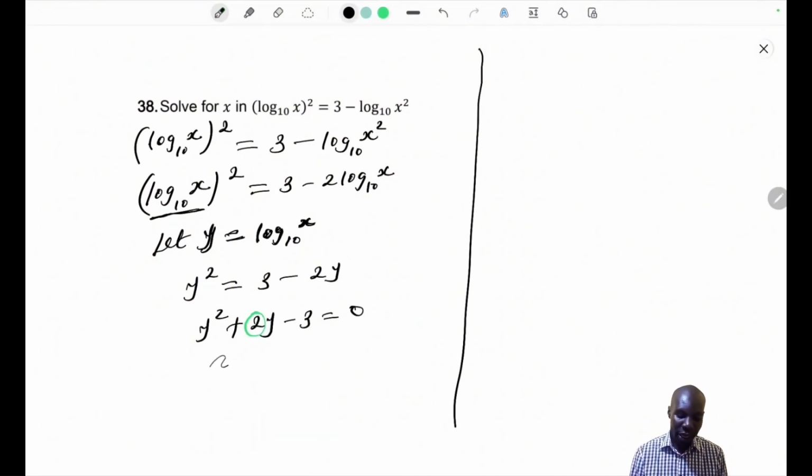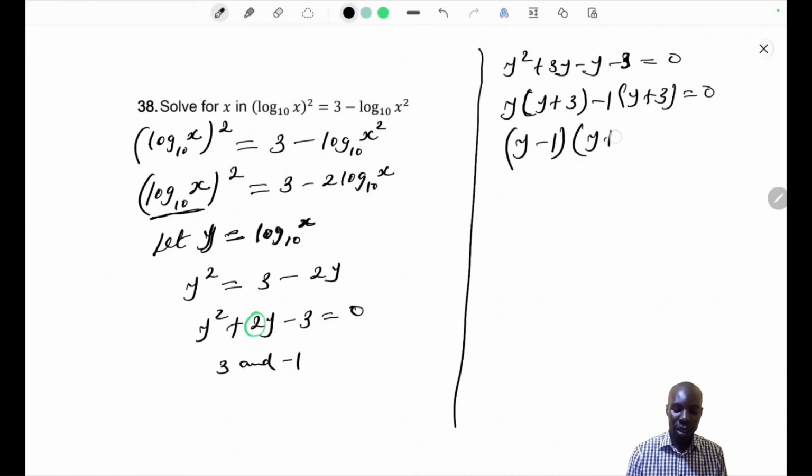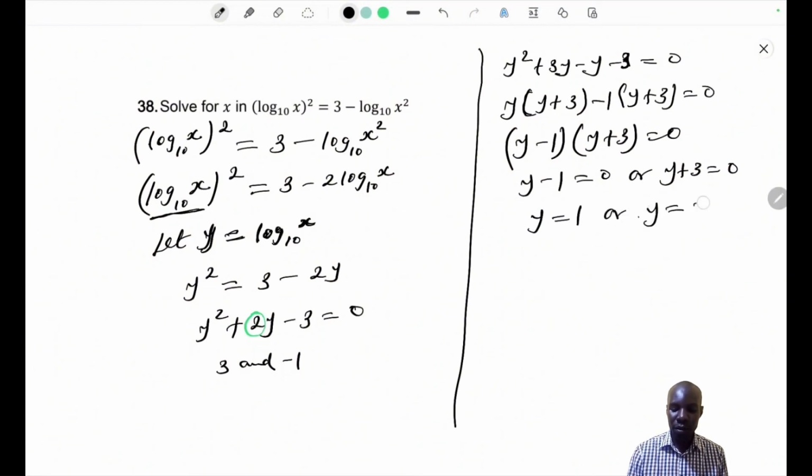So the two numbers we can have are 3 and minus 1. So we'll have y squared plus 3y minus y minus 1 equal to 0. So y is common, in bracket y plus 3. So here we have got 3. Y in bracket y plus 3 minus 1 in bracket y plus 3 equal to 0. So y minus 1 in bracket y plus 3 is equivalent to 0. So y minus 1 is equal to 0, or y plus 3 is equal to 0. So y is equal to 1, or y is equal to minus 3.